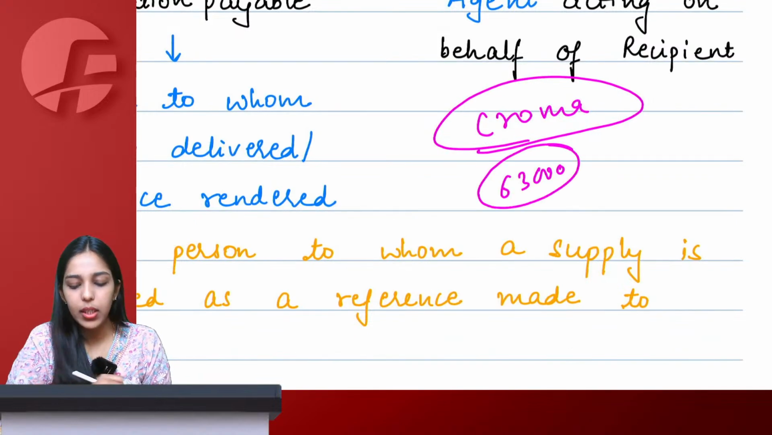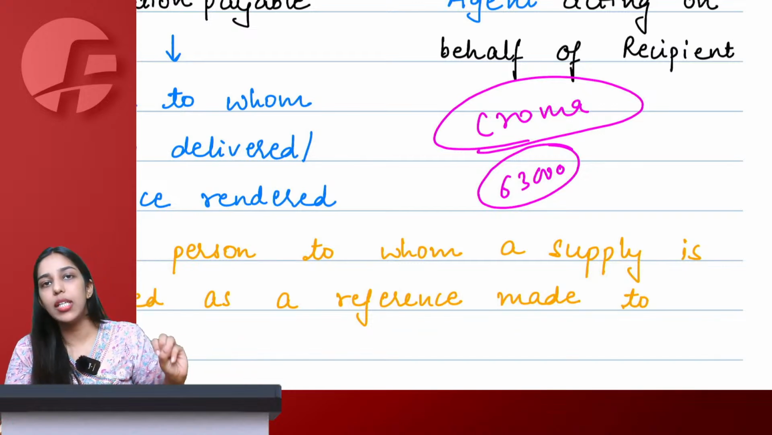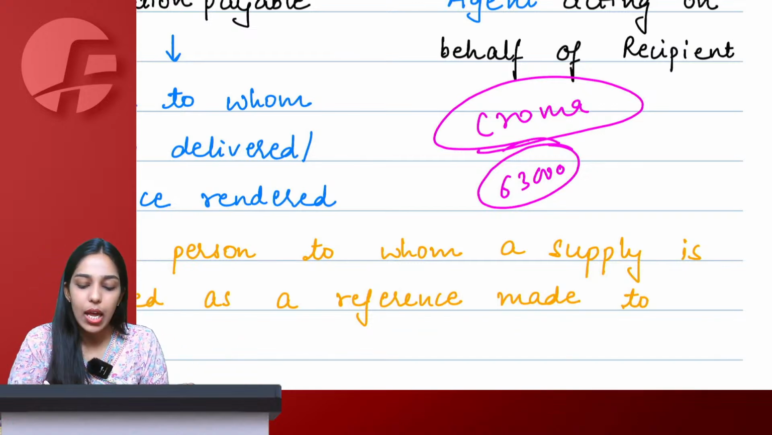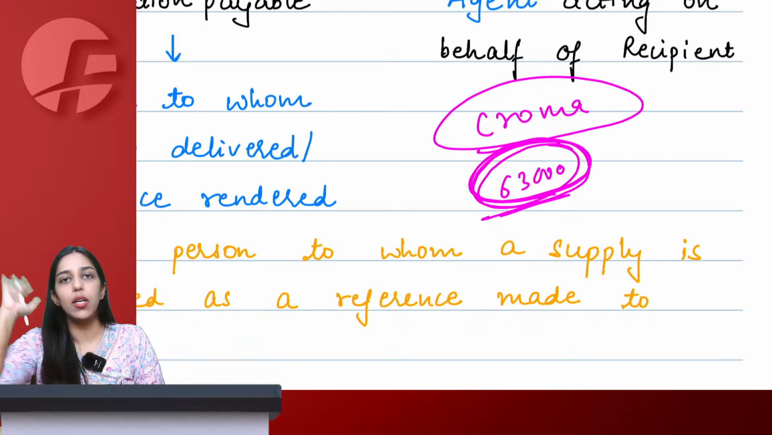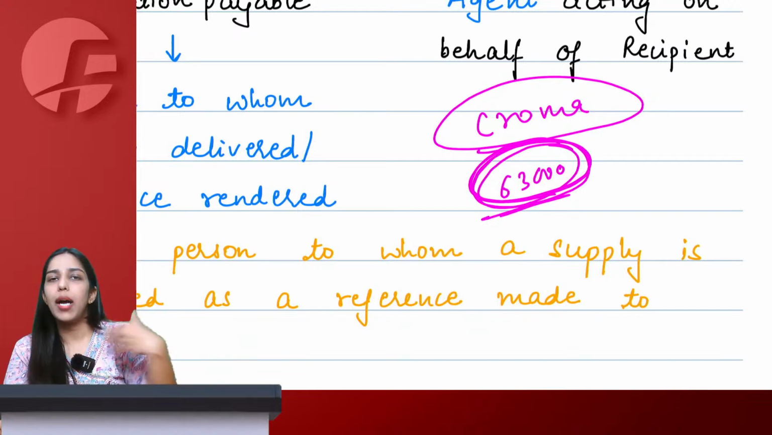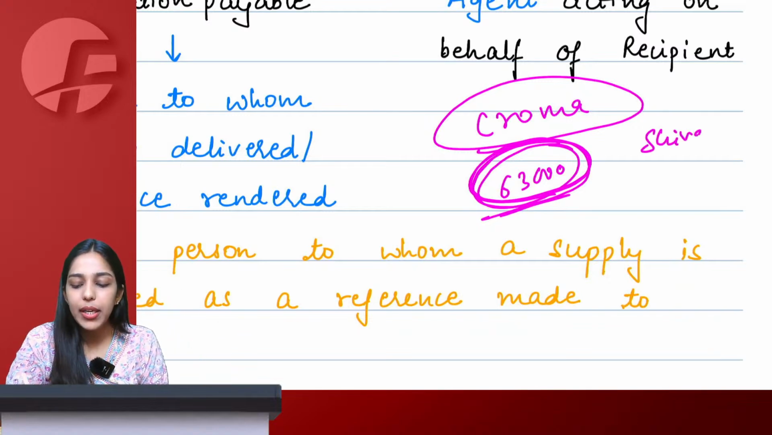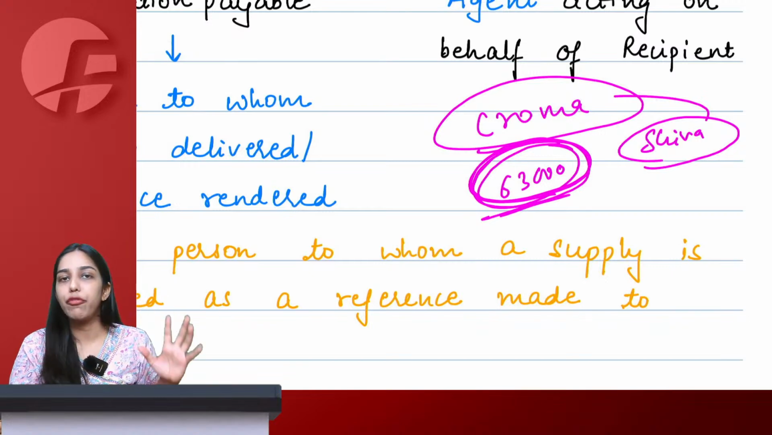I went to the billing counter and I remembered I forgot my phone, I forgot my wallet, I forgot my card, everything. I've purchased the laptop. That is for my business purpose. I forgot to bring 63,000 along with me. Shiva said, "What ma'am? No problem. I will pay. We'll adjust it later on." I said, "Okay." And Shiva paid the consideration to Croma on behalf of me.